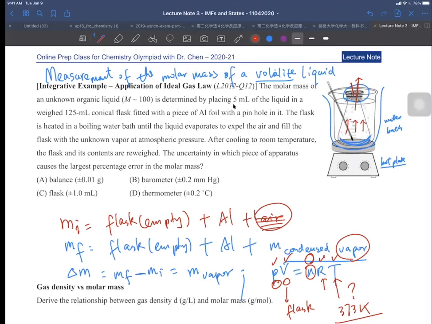And then you also know the mass. So if you know the mass, you know the moles. Can you calculate the molar mass? You can, right? So that is the general idea. That's the general idea. So finally, you can calculate the molar mass.